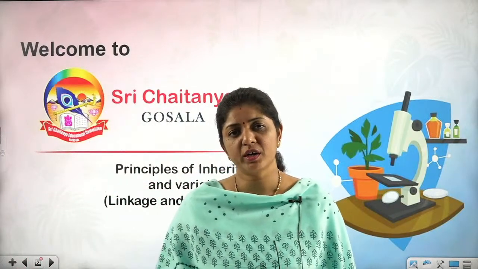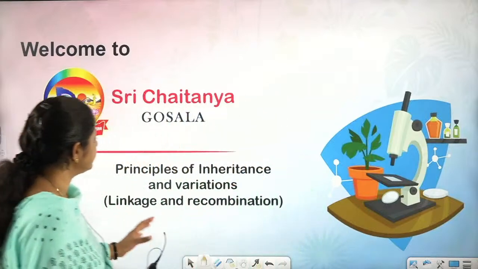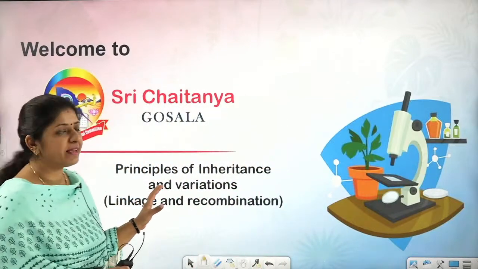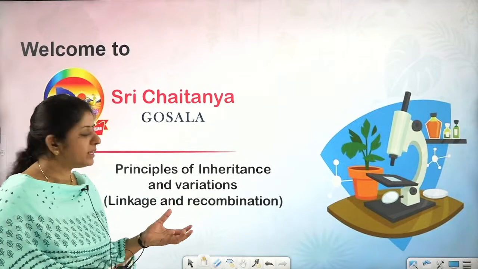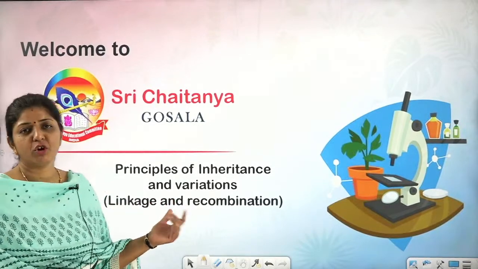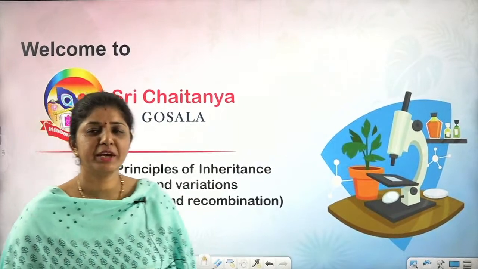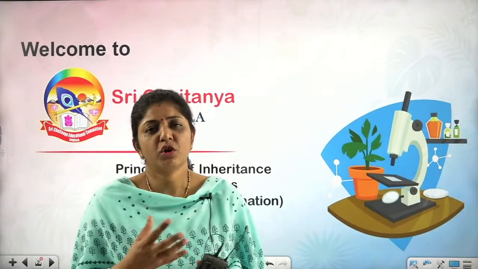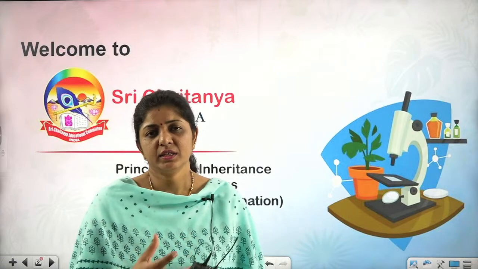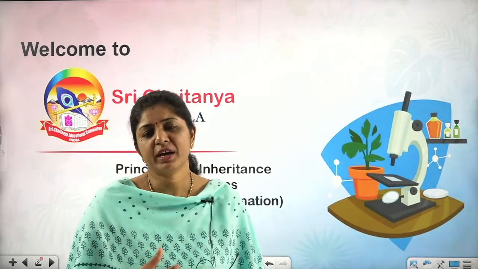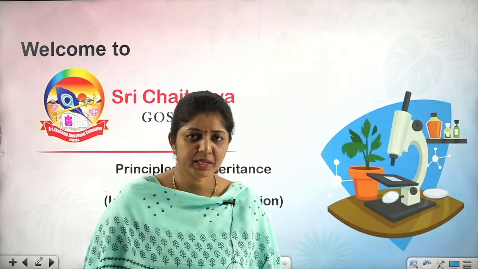In today's botany session, we are with the chapter Principles of Inheritance and Variation, but which topic under that? Linkage and Recombination. To get into this topic, let me tell you some basic points for the students who are listening to this chapter or the related things for the first time. What are those basic things?